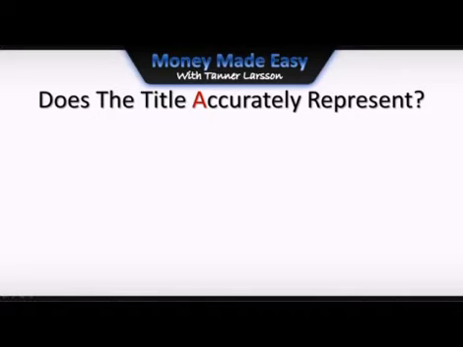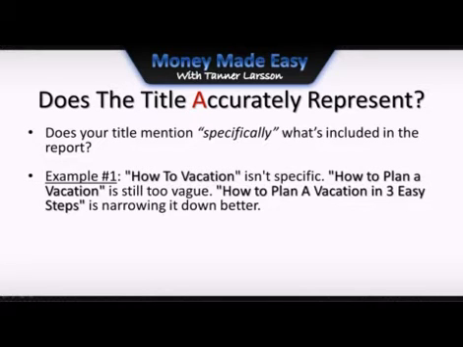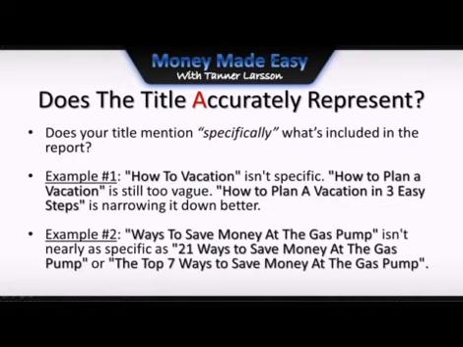Does the title accurately represent the topic? Does your title mention specifically what's included in the report? What are people going to get when they open your report? Example, how to vacation isn't very specific, whereas how to plan a vacation is better, but it's still a little vague. Now, the best one would be how to plan a vacation in 3 easy steps, and that's a much better title, all right? However, here's some other examples.